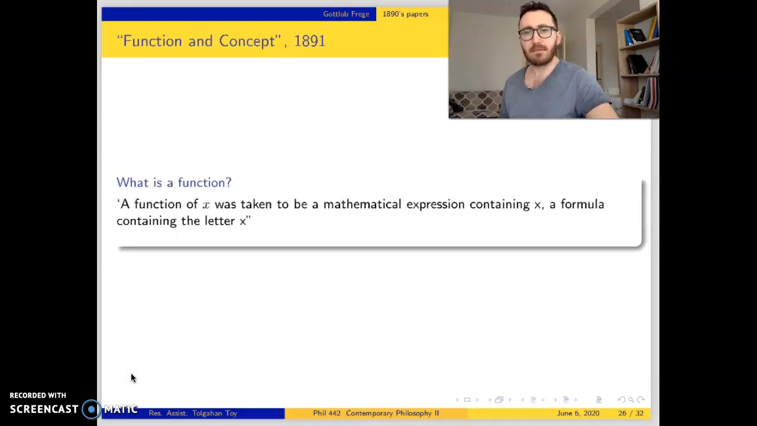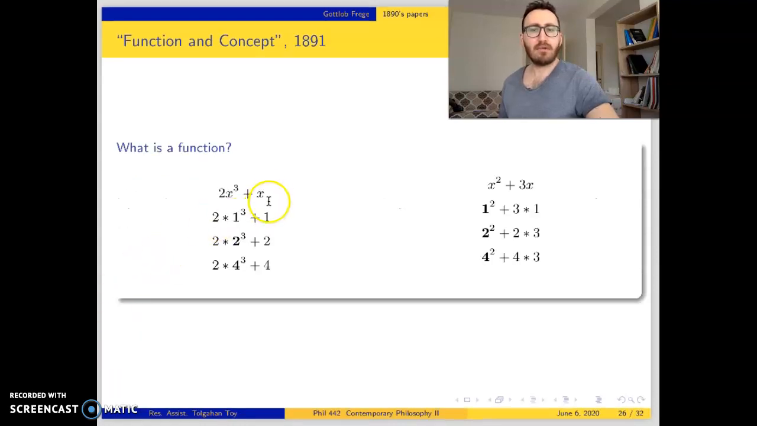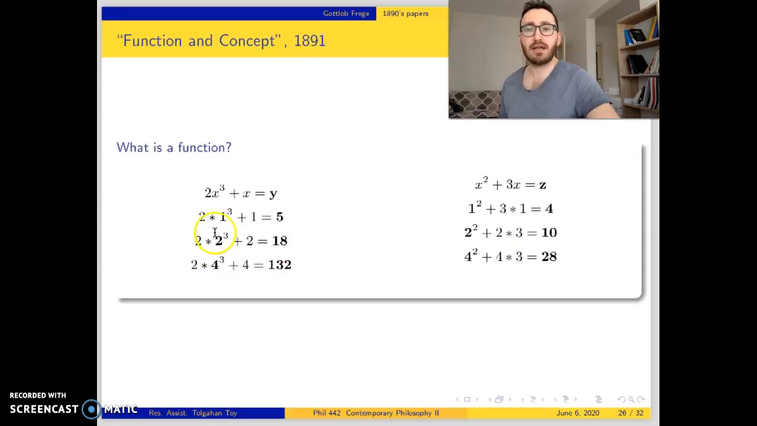The question that Frege asks in this article is, what is a function? A preliminary answer might be, a function of x was taken to be a mathematical expression containing x or any other variable, a formula containing the letter x. Frege rejects this view. If a formula containing the letter x is a function of x, then the second one would be a function of 1, or a function of 2, or a function of 4. But they are not, because these expressions refer to numbers, and as you remember from the Grundlagen, the Foundations of Arithmetic, numbers are self-subsistent objects for Frege, and objects and functions are distinct entities.